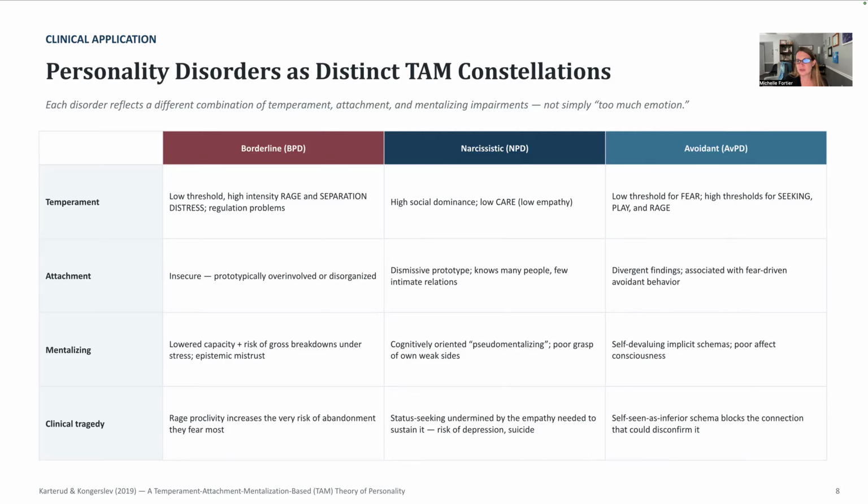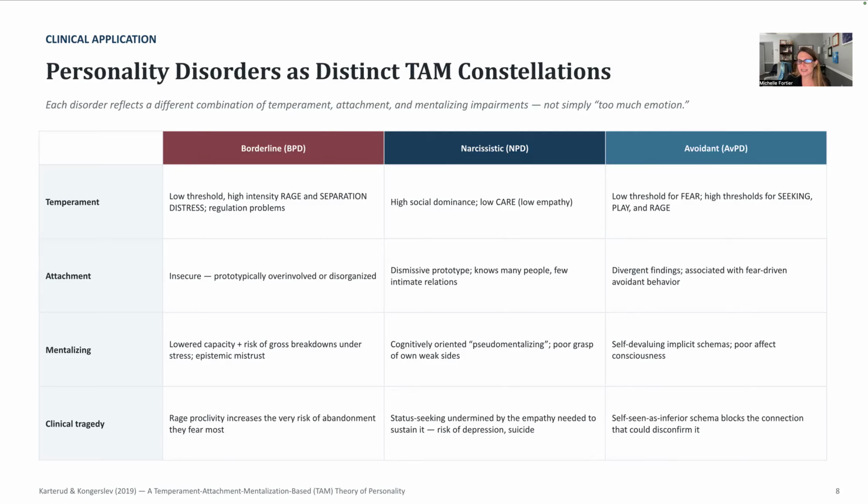The last one is avoidant personality disorder. There's a low threshold for fear, so they often feel anxious and fearful, and they have high thresholds for seeking, play, and rage. It's not really part of their temperament. They're not out for seeking new experiences, new interactions. They're also not really interested in play. They have a hard time with that, and they don't really often feel emotions of rage. So with attachment, there's divergent findings associated with fear-driven avoidant behavior, though.